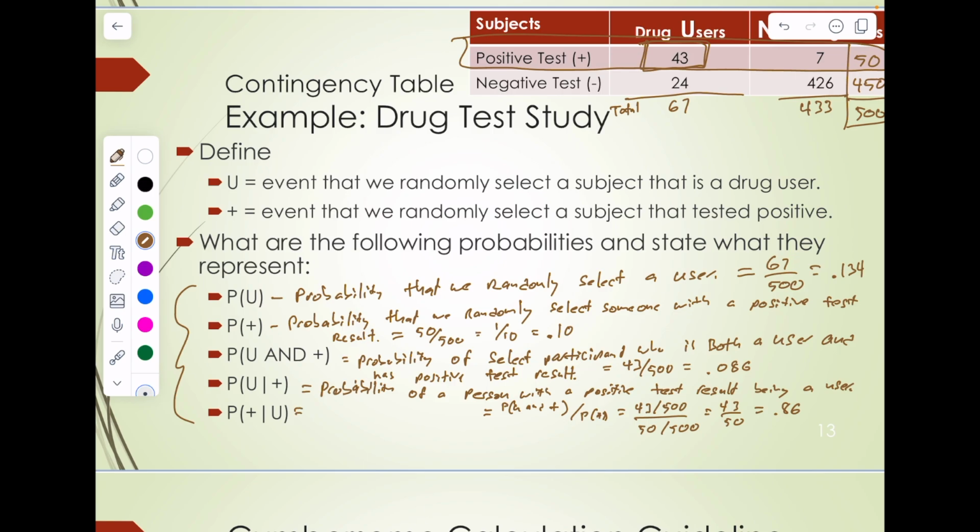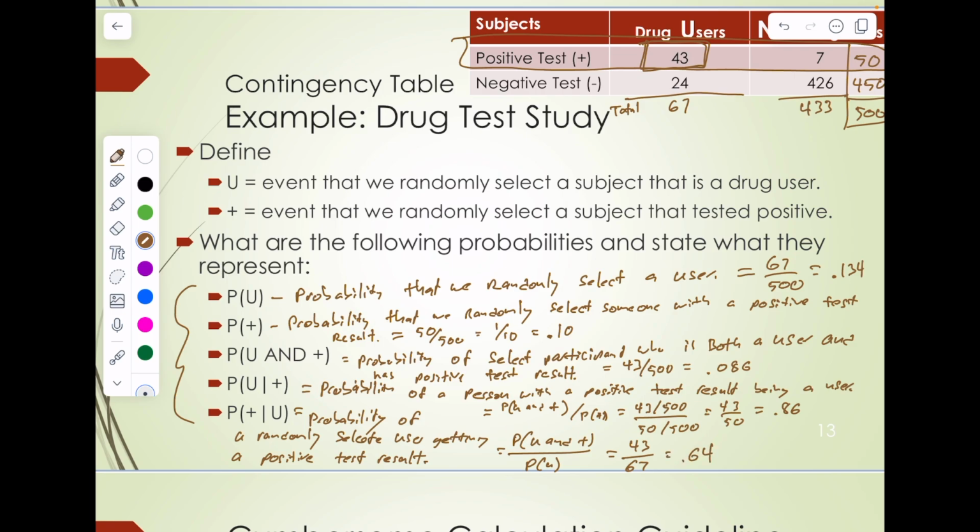Okay, and now for the last one. And that's the probability of a randomly selected user, we're assuming that they're a user, getting a positive test result. Okay, and that again is going to be P of U and plus sign, which is the same thing as plus sign and U, divided by probability of user. And that is going to equal 43 over 67, which equals 64%. So there's only 64% that a user will get caught, according to this data.